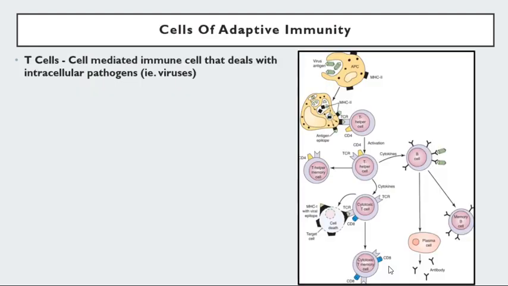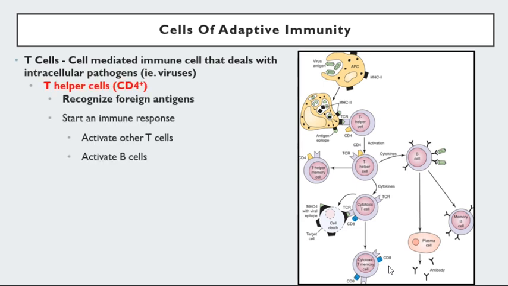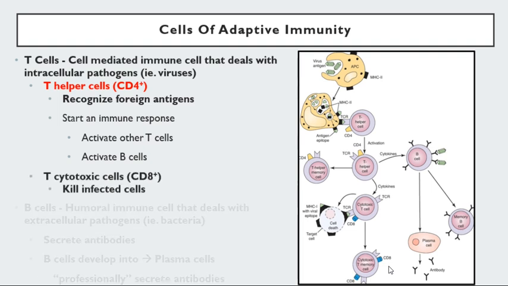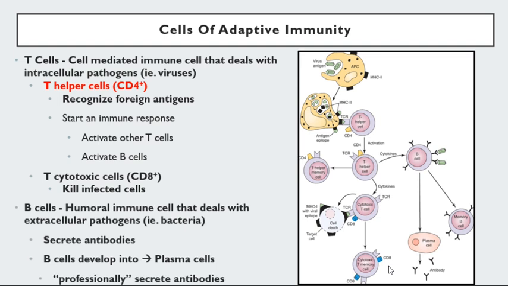And so what'll happen is that your T cells are this cell-mediated response that deals with intracellular pathogens, so things that are inside the cell that are hiding from the B cells, right? And so you have different types of T cells, whether you're a helper T cell, a CD4 positive, or a CD8 positive cytotoxic T cell. The helper T cells activate other T cells and activate the B cells, while your cytotoxic T cells actually do the work of killing infections.